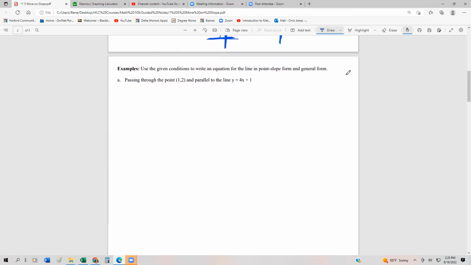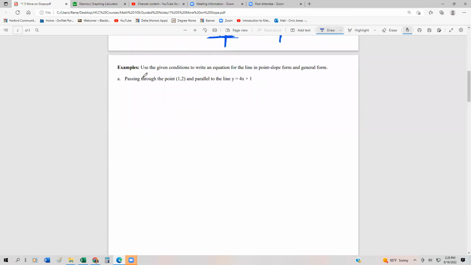So let's take a look at an example of this. Let's try to find the equation of a line in both point slope form and general form. Before we go any further, let's remind ourselves what point slope and general form are. Point slope is going to be of the form y minus y1 is equal to m times x minus x1. We did that several times, probably about 7 or 8 times in the previous videos.